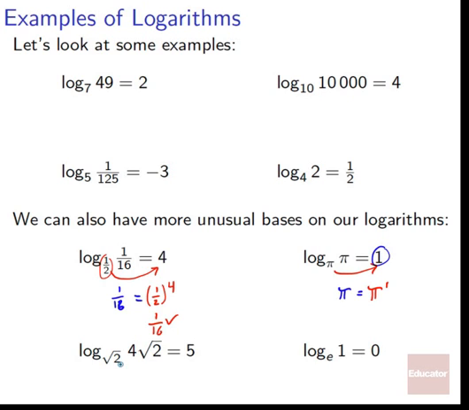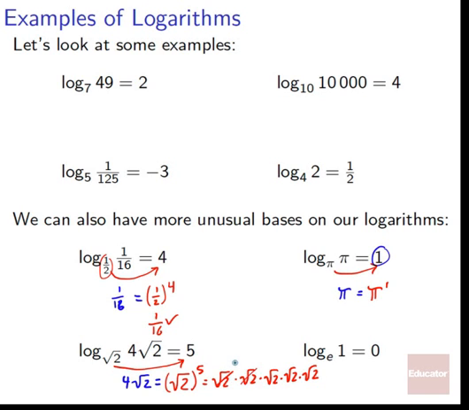If we take log base root 2 of 4 root 2, then we get that that's got to be 5, because root 2 to the 5th, sure enough, is equal to 4 root 2. We can check that out. Root 2 times root 2 times root 2 times root 2 times root 2.